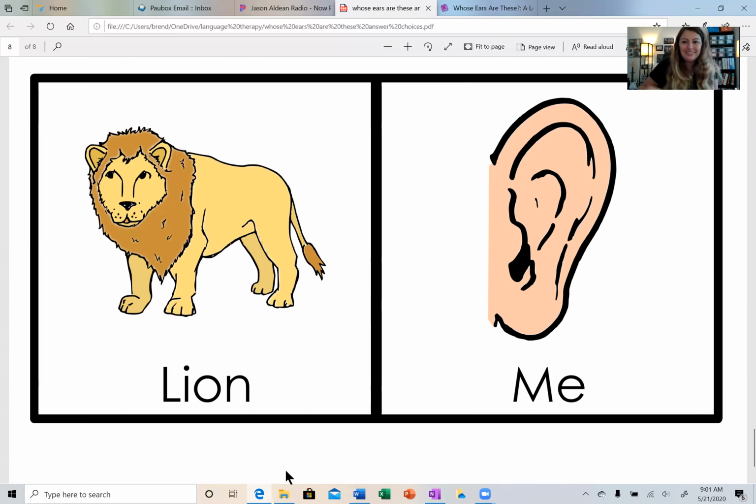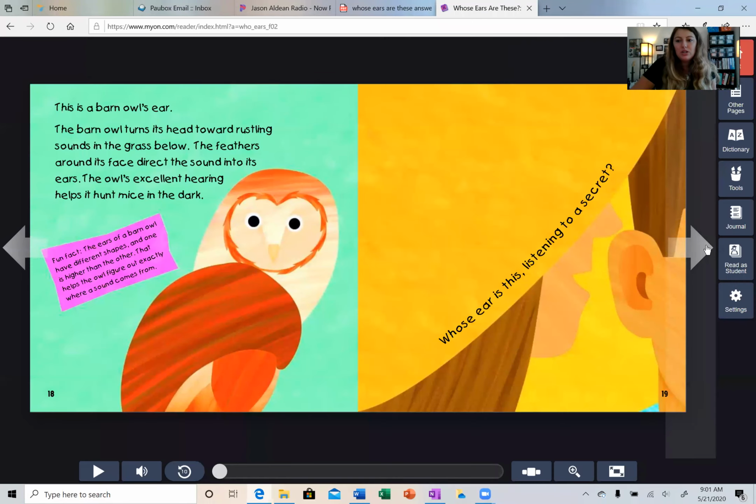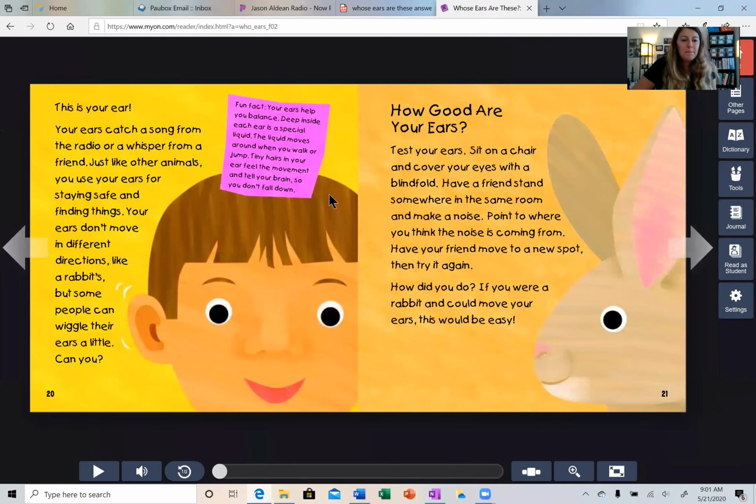Okay, you ready to find out? Let's see. The ears belong to me. This is your ear. So your ears catch a song from the radio or a whisper from a friend. Just like other animals, you use your ears for staying safe and finding things. Your ears don't move in different directions like a rabbit, but some people can wiggle their ears. Can you? You can try. I don't think I know how to do it.